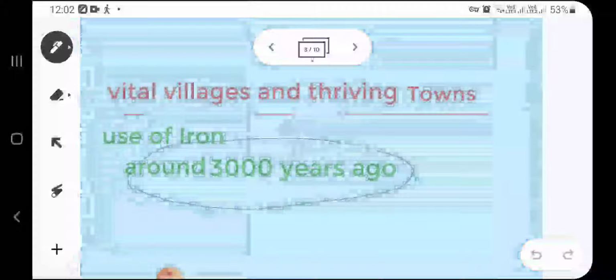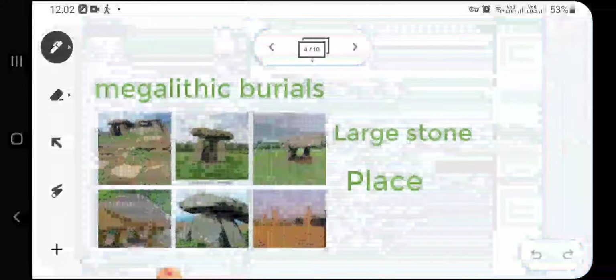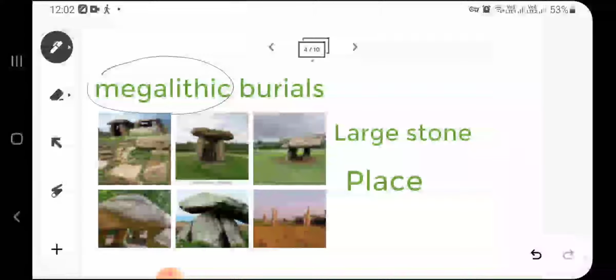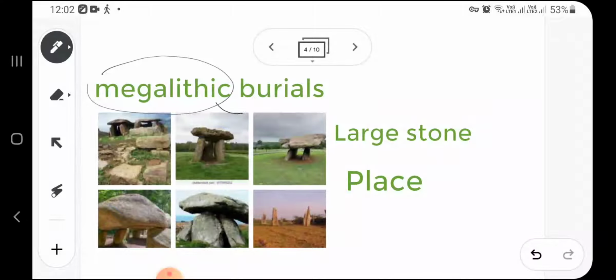Megalithic burials. What does it mean? Megalithic means large stone. Then burial. What is the meaning of burial? The act of burying a dead body in the ground is called burial.